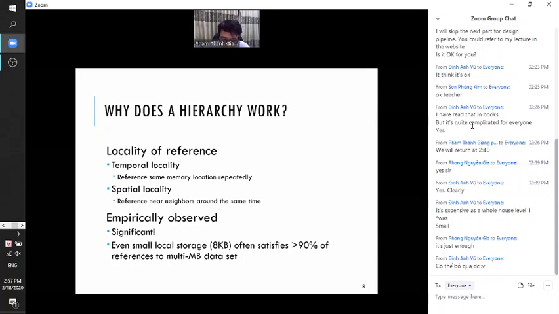Normally, as you can see, when the computer works serially or sequentially, we often load instructions step by step. So when we reference one, we normally reference the next one.